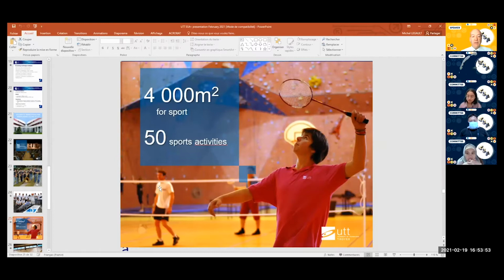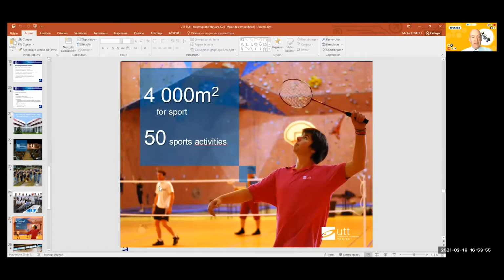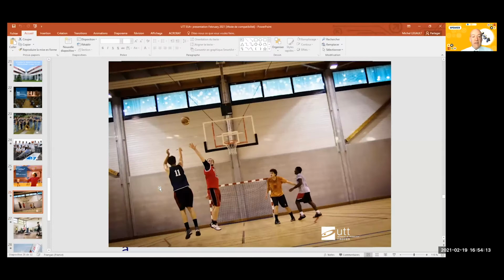I showed you at the beginning of my presentation the sports hall. This is a view of the inside of the sports hall. There's a climbing wall in the background. It's the tallest indoor structure of its kind. So students can take all sorts of sports activities.